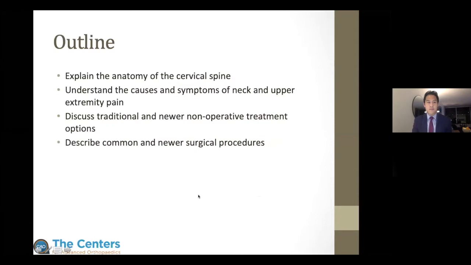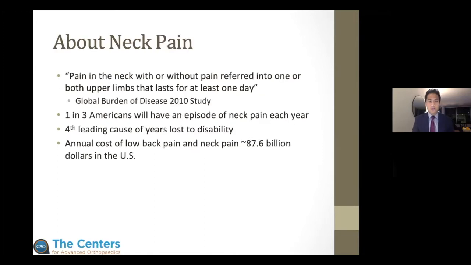Talking about neck pain, there's a few things we wanted to cover tonight. First, we want to explain the anatomy of the cervical spine. After explaining the anatomy, we'll be able to better discuss what the causes and the symptoms of neck and upper extremity pain are that people experience. After understanding the causes and symptoms of neck pain, we'll then move on to treatment discussion. We'll start with discussing non-operative treatment options, and then we'll move forward with the surgical treatment options.